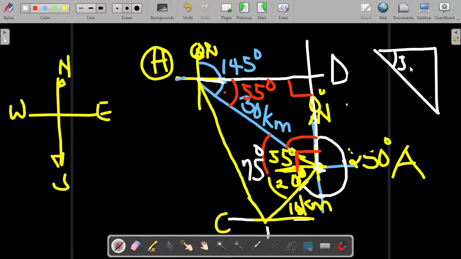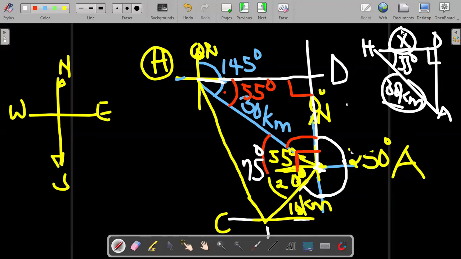Here is 55 degrees. Here's my H. Here's my D. Here's my A. Here is 30 kilometers. And we are looking from here. So we are using here and here. So here's our 90. Now, here's the hypotenuse. Here's the adjacent. The angle is looking at your opposite. So we are using cos theta.